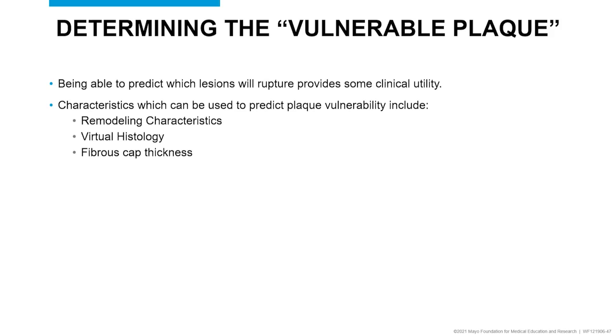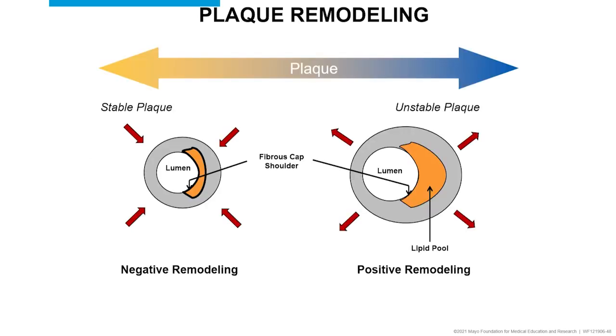To assess that, you have to look at remodeling characteristics, you have to look at virtual histology, and the thickness of the fibrous cap. When we talk about remodeling, this is what we are referring to. In the presence of a lesion, sometimes the arteries will remodel to a smaller size, and that tends to be a characteristic of stable plaques. Unstable plaques tend to remodel outwards or have positive remodeling.